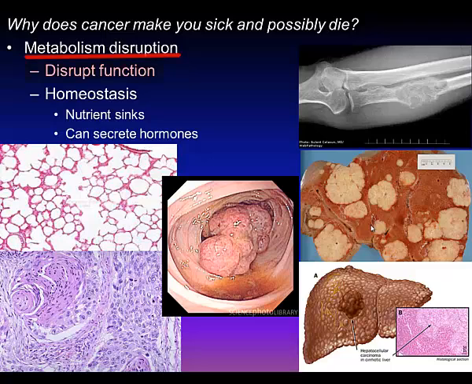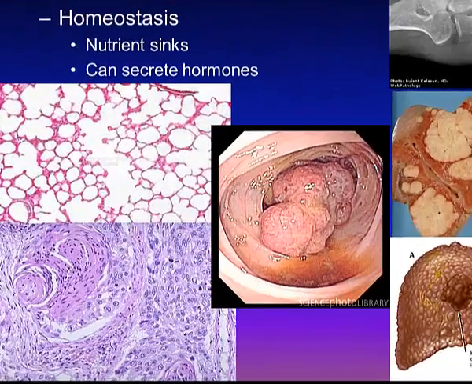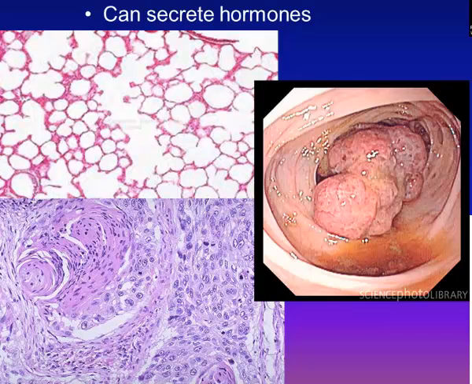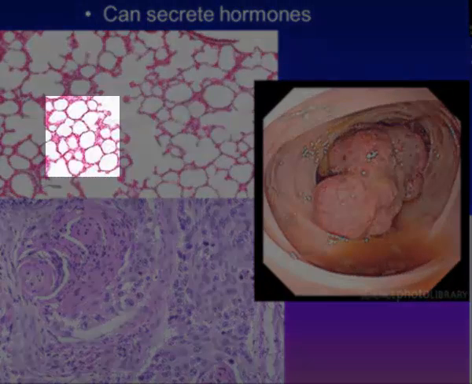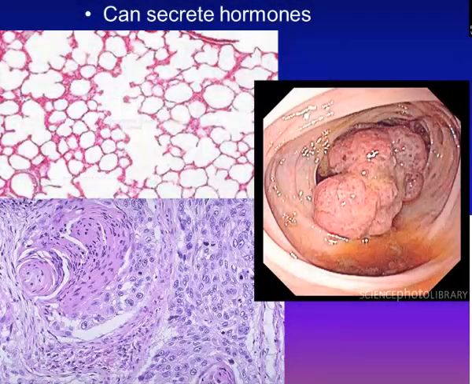So there's two main ways. The first one is the function of the tissue can actually be disrupted. And the second way is homeostasis of the organism as a whole can be disrupted. So for the function, you can see here the top slide has a normal lung cell. So you can see all these nice big open sacs. So when the person inhales, the air can get in there and you can have exchange of oxygen and carbon dioxide as the person respires.